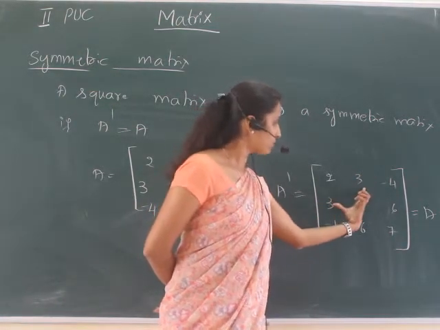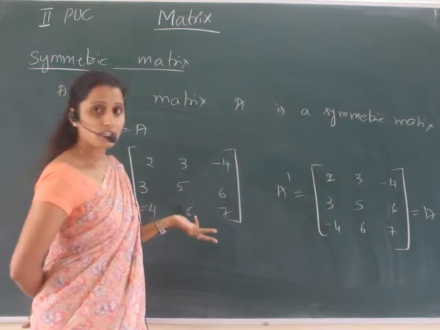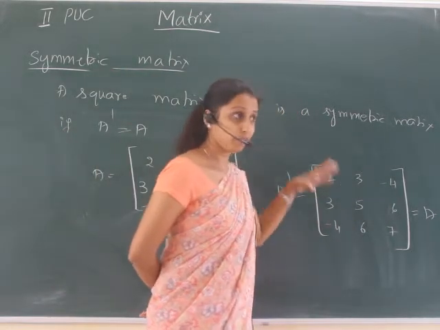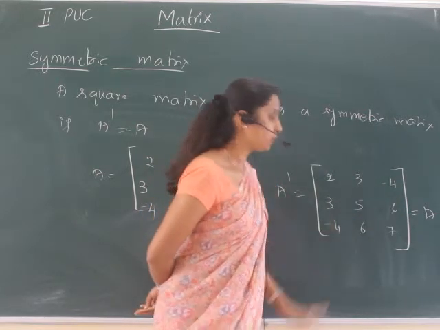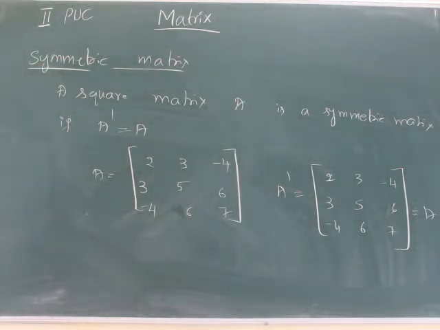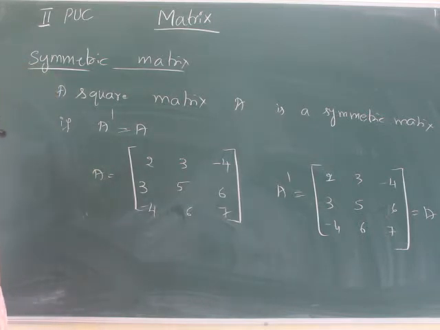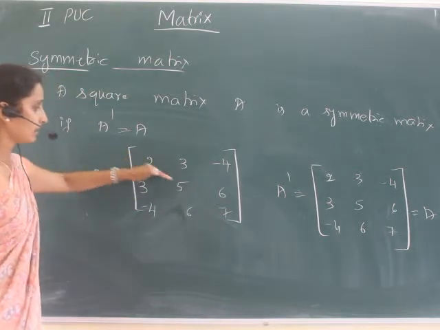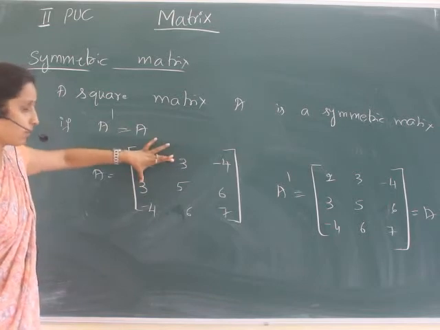3 overlaps with 3, which means these two elements should be equal, and only then do we get A transpose and A equal. Minus 4 overlaps with minus 4, so when we fold, these two elements should be equal, and these two elements should be equal. Suppose a question asks for an example of a symmetric matrix. You should know how to write a symmetric matrix. We enter any elements on the diagonal, and other than the diagonal elements, the elements should be equal.